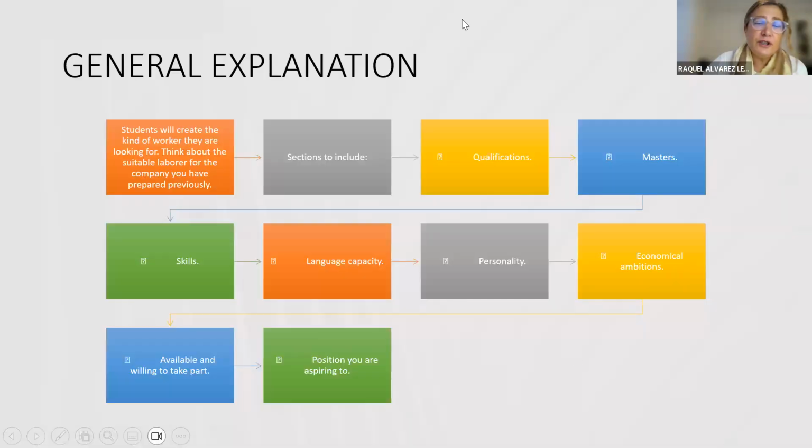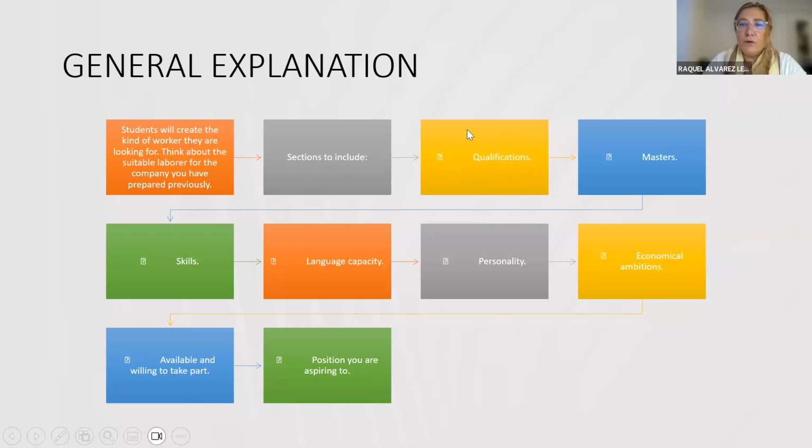So what is the general explanation at the time of doing this second task? Well, students, you will create the kind of worker they are looking for. Think about the laborer, the worker, the right worker you want for your company. So what sections do you have to include in your task?